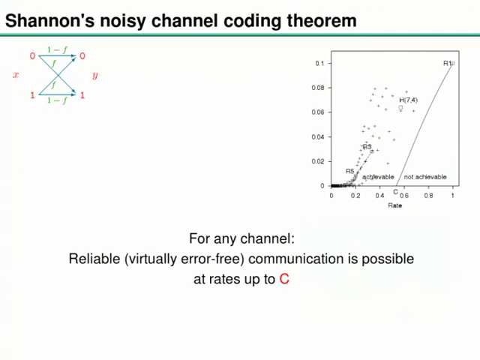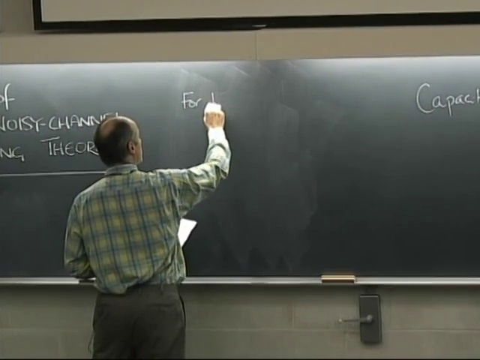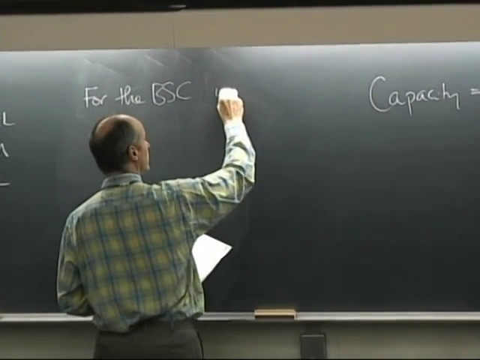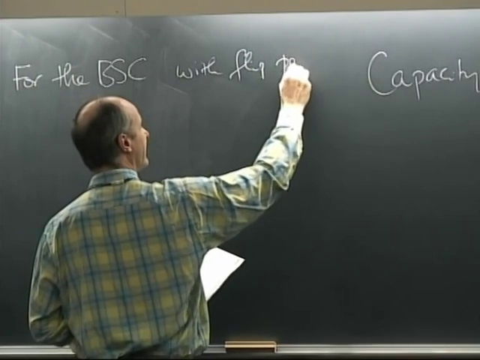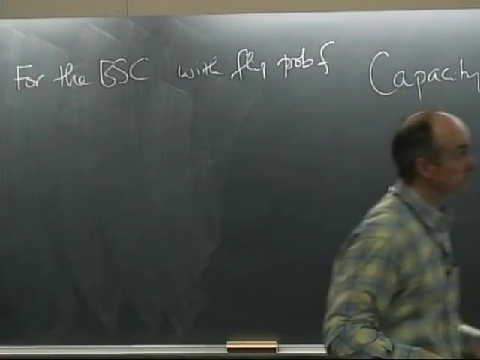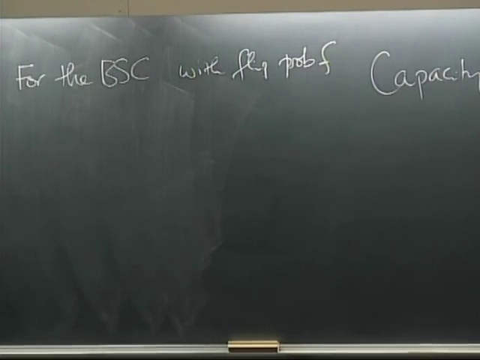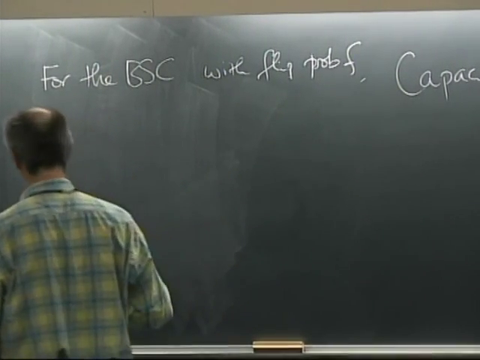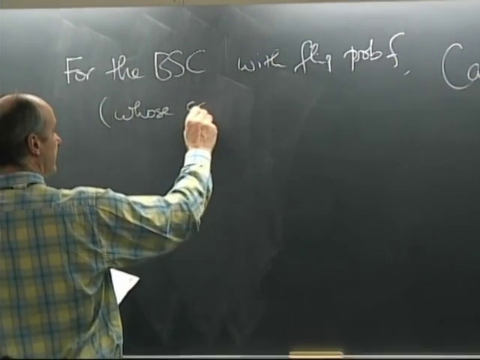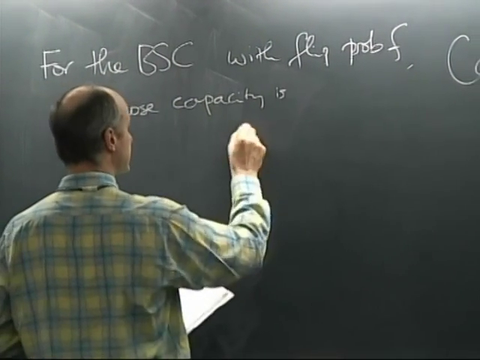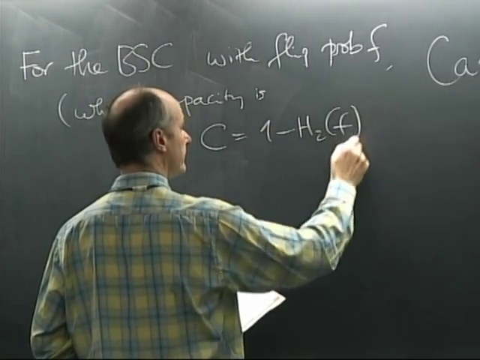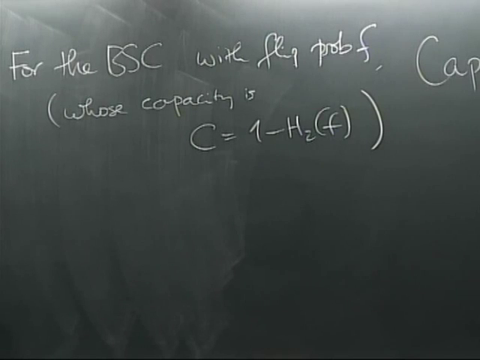Okay, so let's write down a theorem. The theorem says that for the binary symmetric channel with flip probability f, the general theorem is for any channel, but we're going to prove it for this particular case. The binary symmetric channel with a flip probability f, whose capacity, incidentally, is C equals 1 minus H_2(f). Now we get the theorem statement.